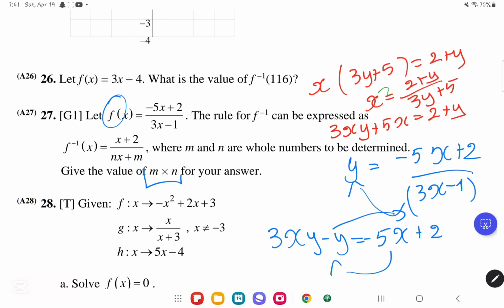Now what you're going to do is substitute the x by f inverse of x, and substitute the y by x.